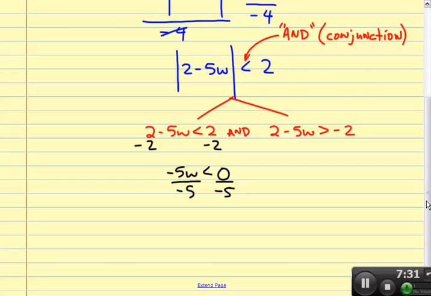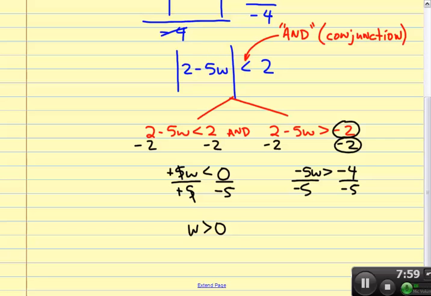I'm dividing by negative 5. That becomes positive. The 5's cancel. It leaves me with w. But remember, I divided by negative 5, so I've got to flip the inequality. And 0 divided by negative 5 is 0. Not no solution. Over here, subtract 2 from both sides, and I'm going to get negative 5w is greater than negative 4. Then I'm going to divide by negative 5 on both sides. Did you say divide by negative? Yes, I did. That means I need to flip the inequality, and it's going to be positive 4/5.